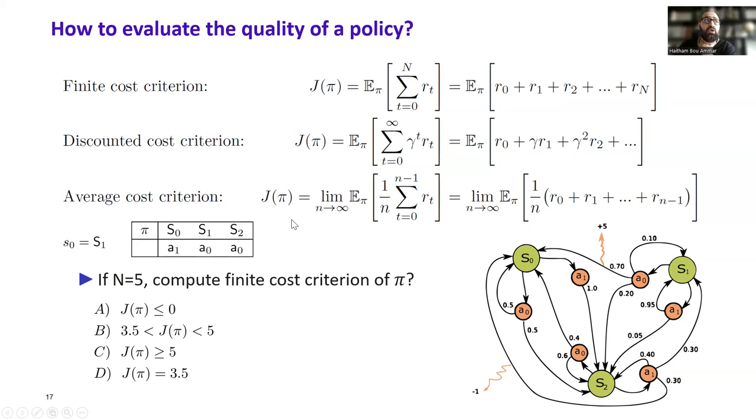So now for n equals 2. We need to compute it for n equals 5, but for n equals 2, just as an example, that means we need to sum from 0 to 2. That means we need to take three steps: the 0th, the first, and the second step.